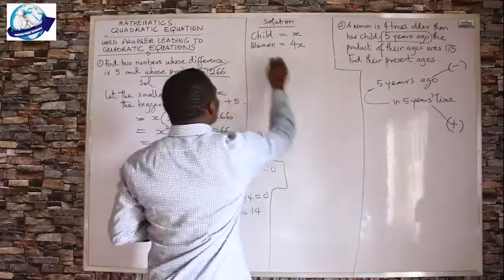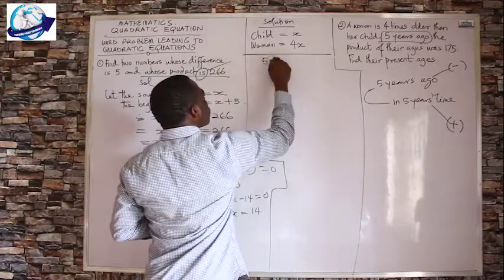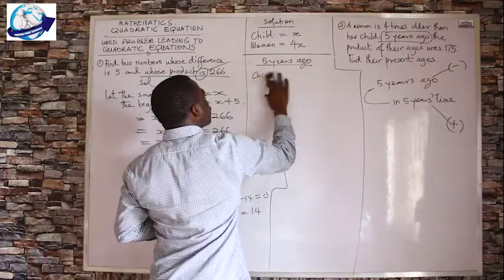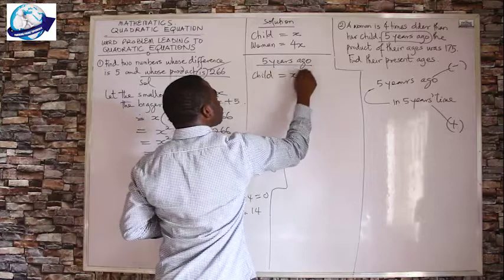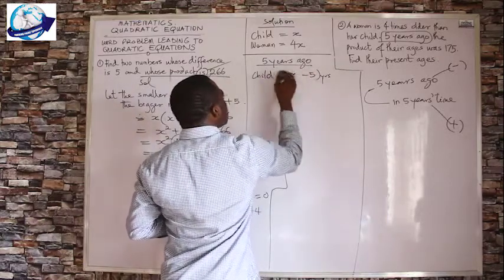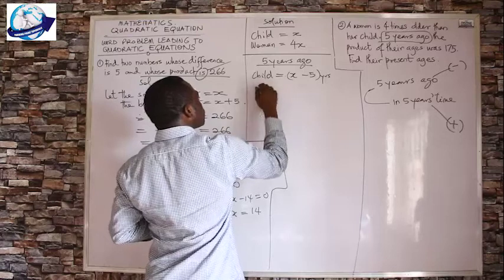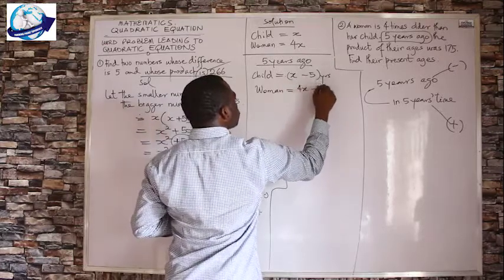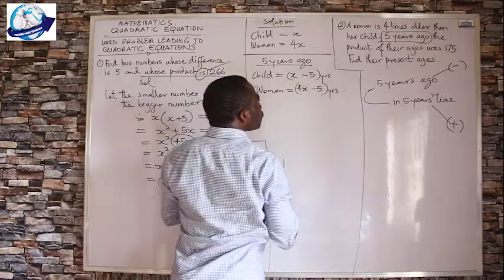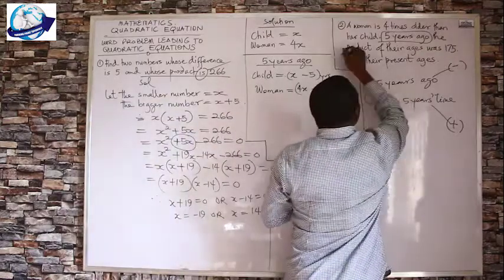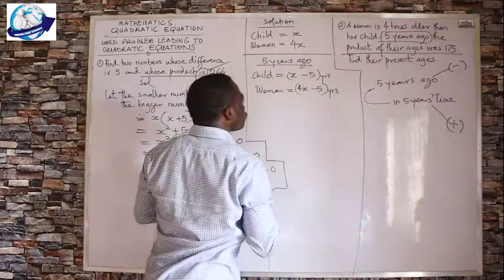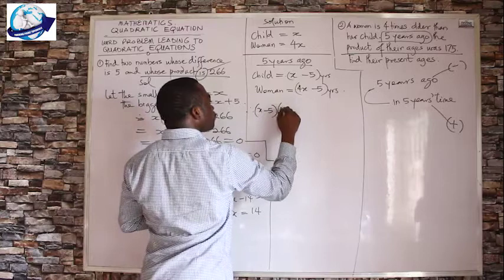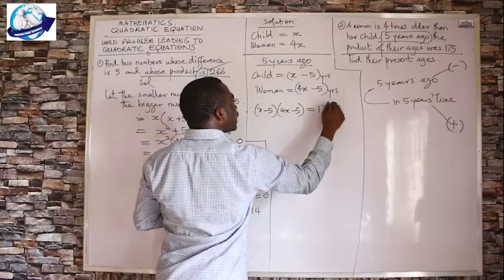So 5 years ago, something's going to happen to their ages. When we say 5 years ago, I'm going to bring the child's age now, and we have minus 5 from it. That's x minus 5 years. Okay, thank you. Then the mother or the woman, according to the question, 5 years ago should be this value now, minus 5 from it. Now, what do you say? That 5 years ago, the product of their ages was 175. So multiply this to give you what you have. So we say 4x into x minus 5, multiplying 4x minus 5, gives you 175.